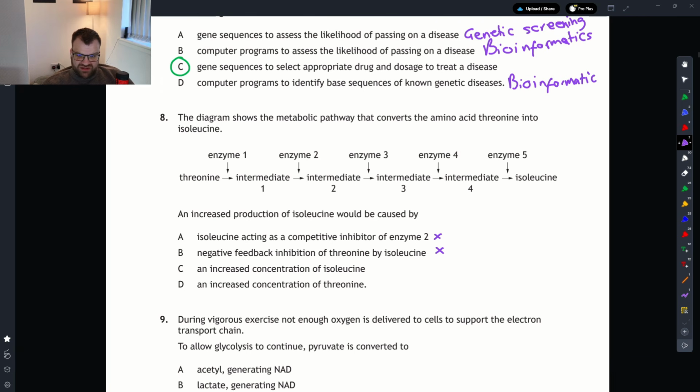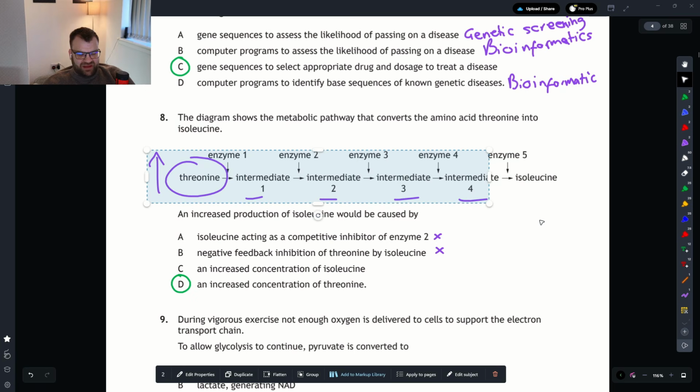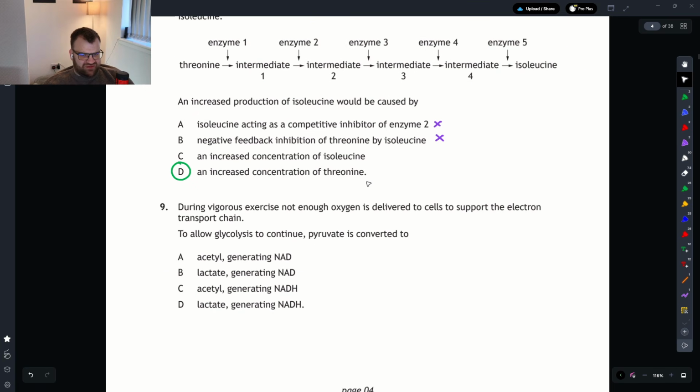Right, if I had an increased concentration of isoleucine, well, that's not to do with the production of it. Yeah, you'd have more of it, but it's not making more of it. If you had more threonine, then more of that can get into the system and be converted through them. And we'll get to that last one as our answer for that. So I think they're trying to throw us off by talking about chemicals that are substrates instead of the enzymes.